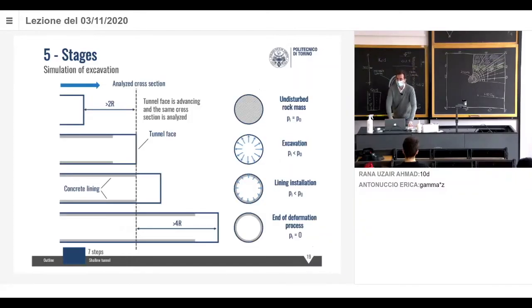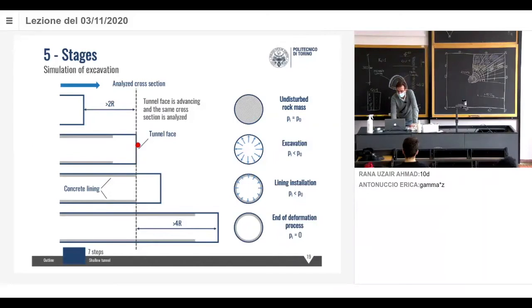Look at this picture. It's similar to the previous one. It tells you the same thing, but I added the lining so that we can talk about the lining. Consider that this is the reference cross-section for our numerical analysis. So before the excavation is built, this is an undisturbed rock mass. So Pi is equal to P0. We are in the initial stress state, the first stage where we compute the initial stress state.